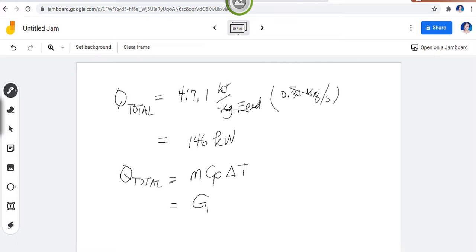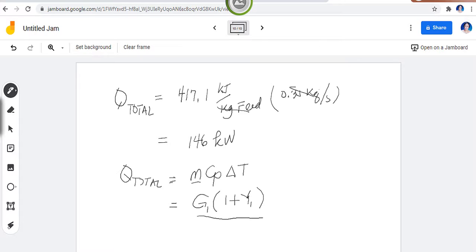Now, this G1, the total, will be multiplied by 1 plus Y1. Why is it 1 plus Y1? Remember, the humidity here is water over dry air, so we need to add the 1 to our formula. This will account for the total amount of heat supplied for our total amount of air. So the G1 times 1 plus Y1 is for the M.